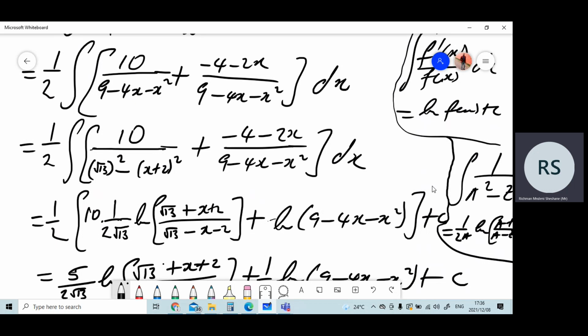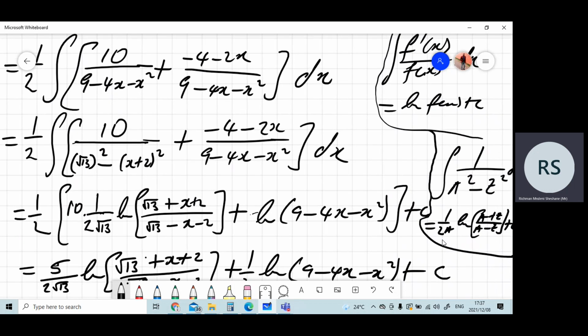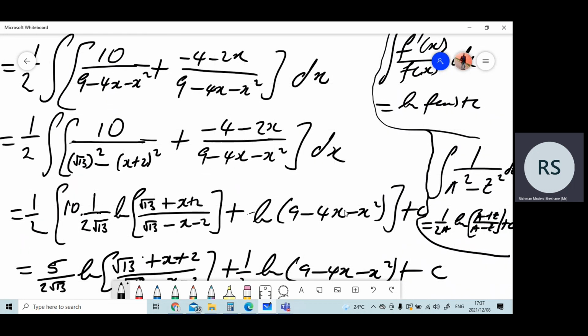According to the formula, the integral of 1 over a squared minus z squared is this one. And the integral is in this form, so that's where I substitute a and z in my integral according to this formula. I said a is square root of 13 and z is x plus 2. I substitute everything into my formula.